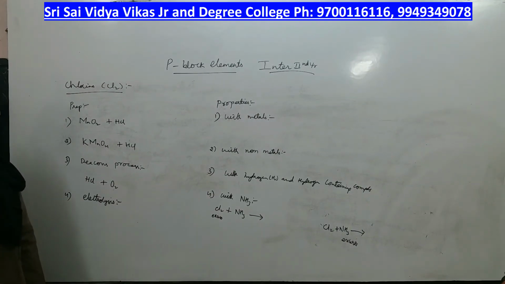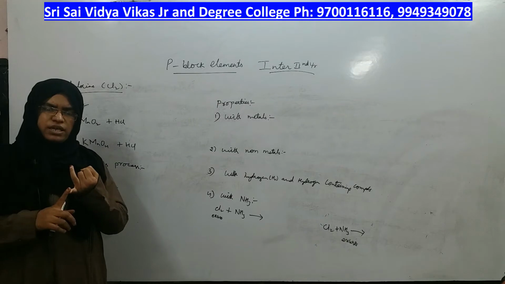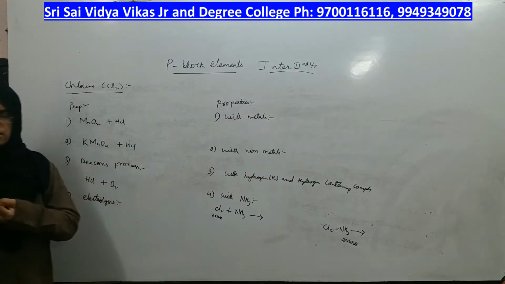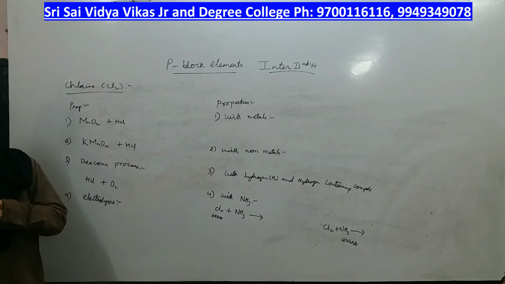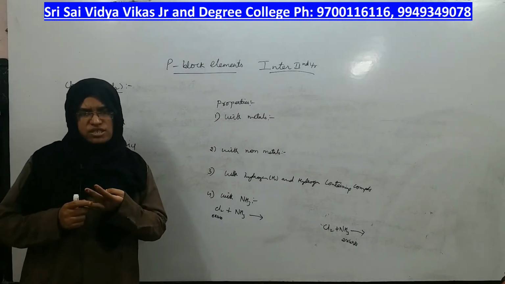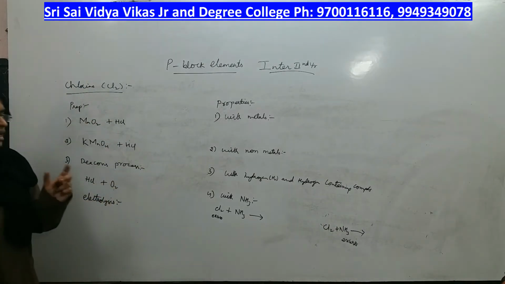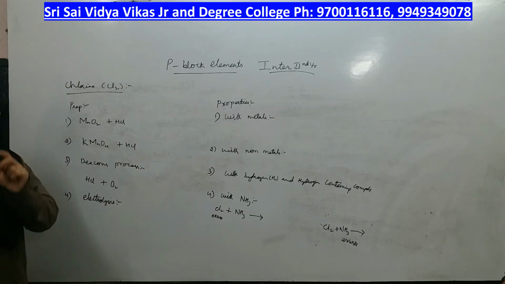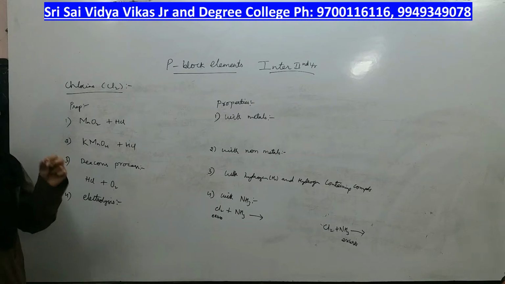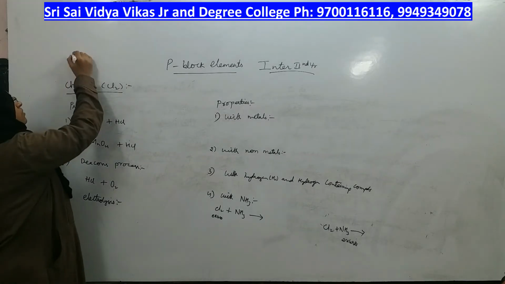In the last class, we have seen the chemical properties of halogens, how it reacts with hydrogen to form hydrides or acids, how it reacts with oxygen to form oxides, how it reacts with metal to form halides, and how it reacts with itself or with other halogen compounds to form interhalogen compounds, right? So now let us look at the compounds of halogens. First element is chlorine. Let us look at the compounds of chlorine.